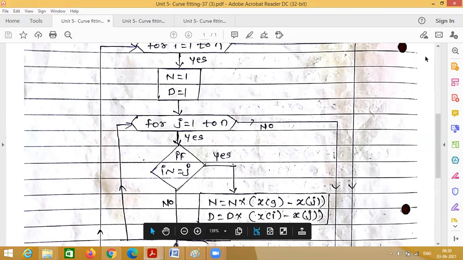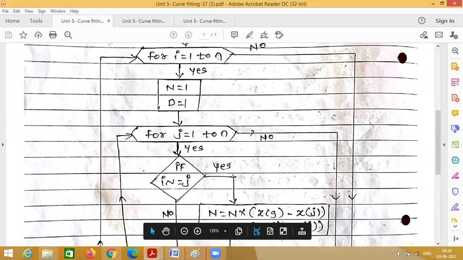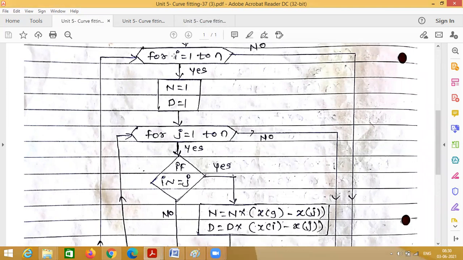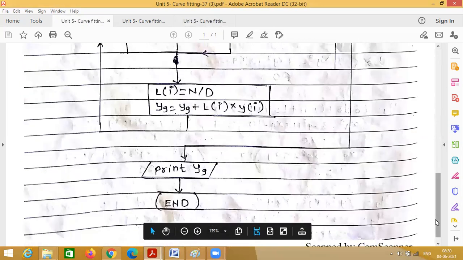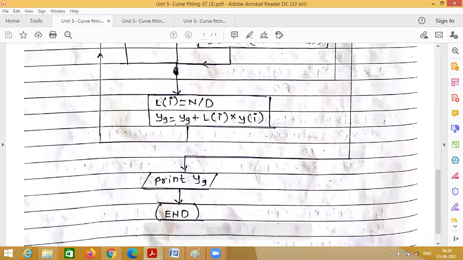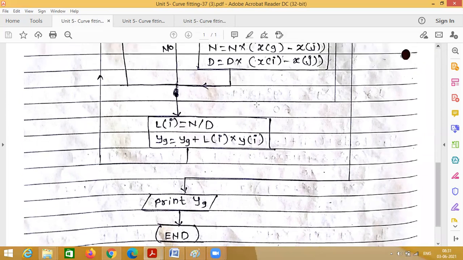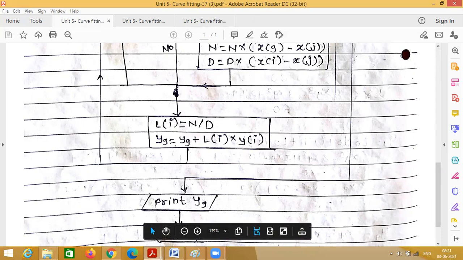And once this loop is completed from i is equal to 1 to 4, you will get L0, L1, L2, L3. By using this loop we are defining its relation for the Lagrangian coefficient. After the end of this loop, here you can write L of i, which means you will get L0, L1, L2, L3, and here we can take the ratio of this numerator and denominator. So here you have defined n and d, so take the ratio of this, and at the end just make the addition of yg plus L of i into y of i.